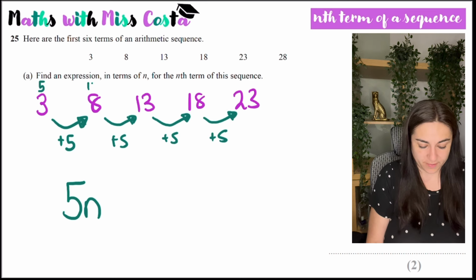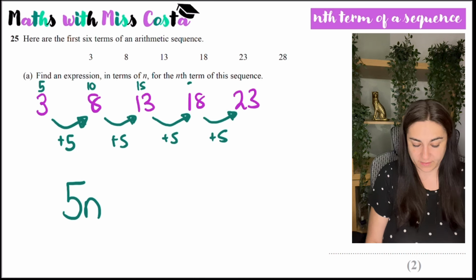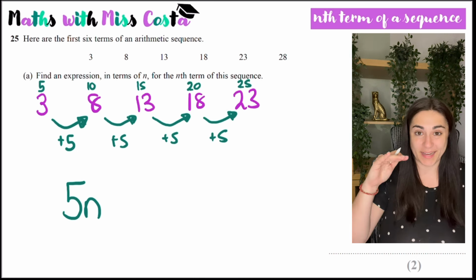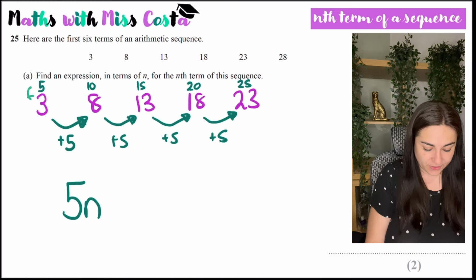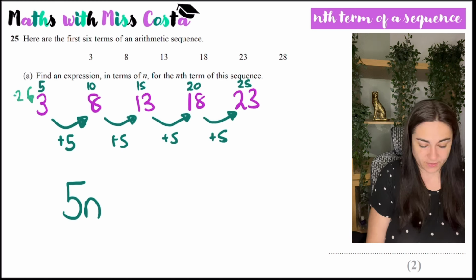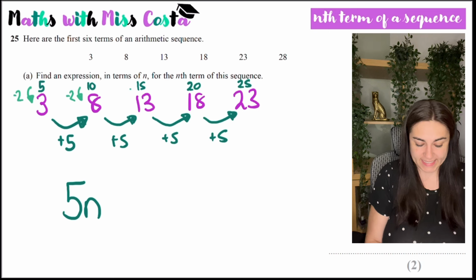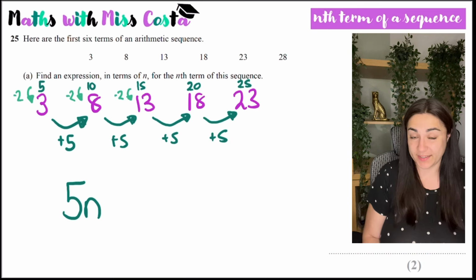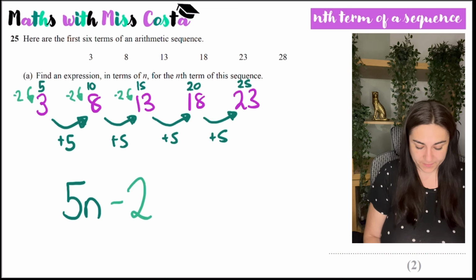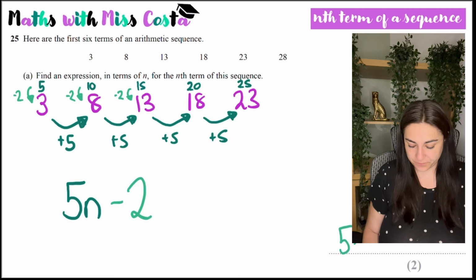And if it was the 5 times tables, then it would be 5, 10, 15, 20. But it's the 5 times tables, but it's been shifted. Each term is actually 2 less. How do you get from 5 to 3? You take 2. From 10 to 8, you take 2. From 15 to 13, you take 2. So the sequence rule would be 5n, take 2.